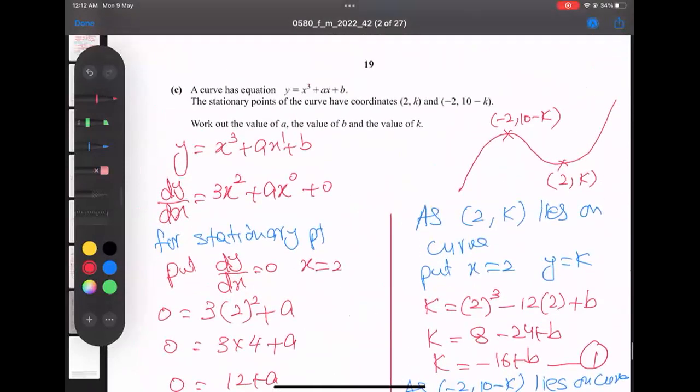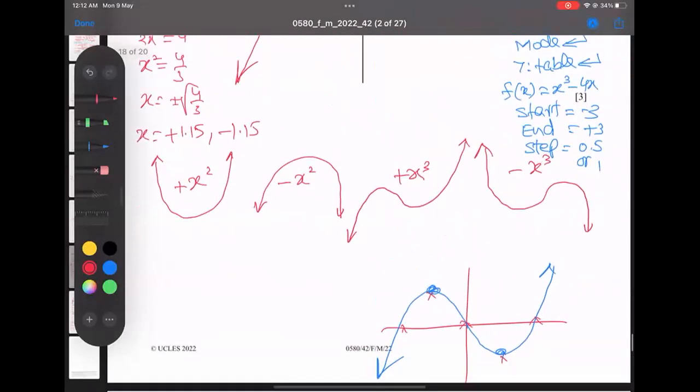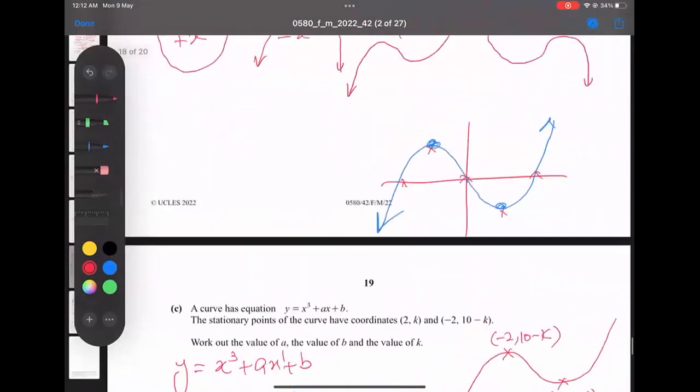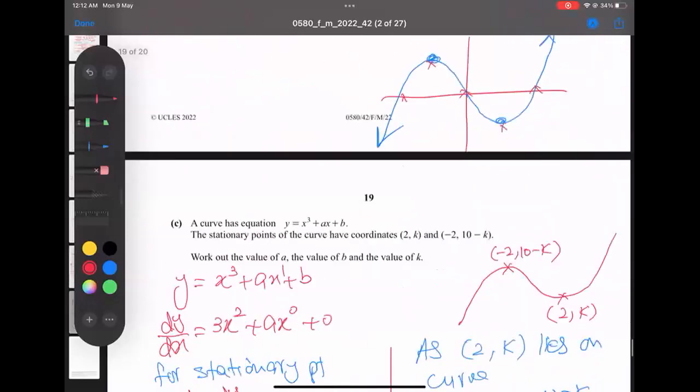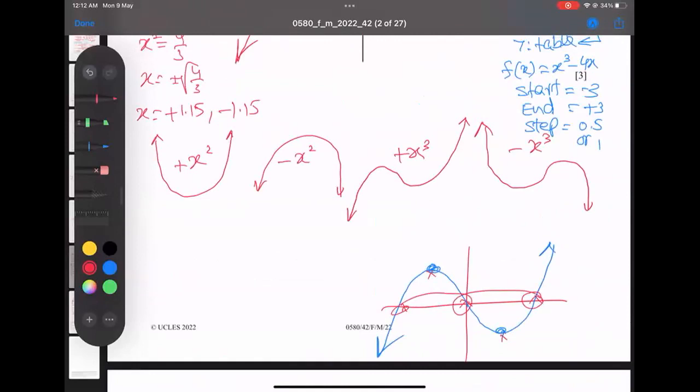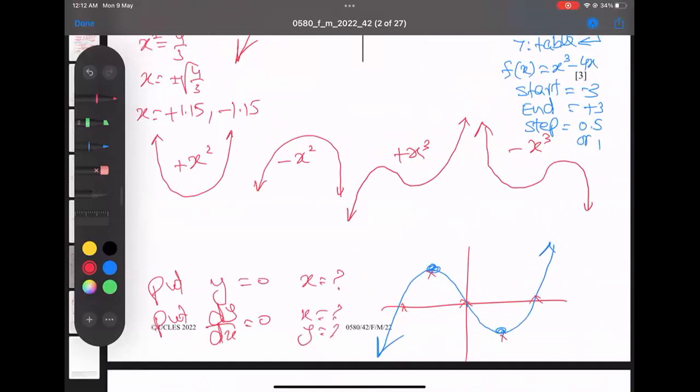So please practice properly, especially this curve sketching. I taught you three techniques. The third technique I taught is to get the x-intercept. So put y equals 0 first of all, and get x values. And then put derivative equal to 0, put dy/dx is equal to 0, and get x values and y values. And you can sketch easily.